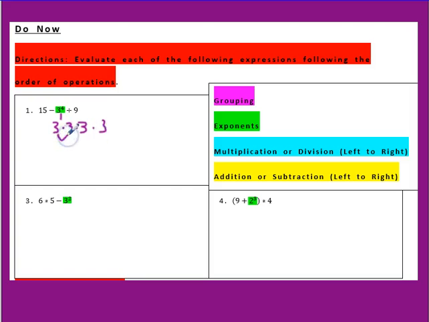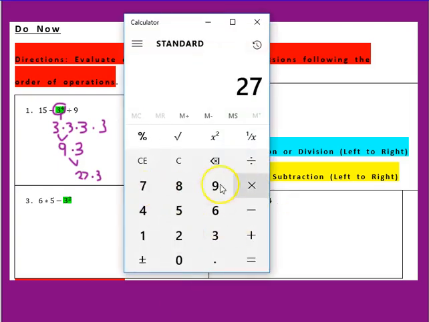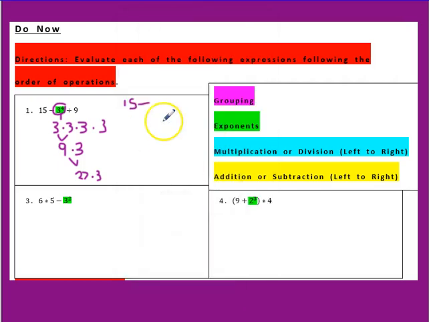3 times 3 is what? 9 times 3 is what? 27 times 3 is what? And remember, you can use a calculator if you need. Now that we've figured out 3 to the 4th power, we rewrite the sentence 15 minus, what was 27 times 3? 81 divided by 9.